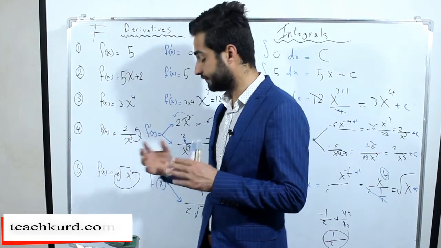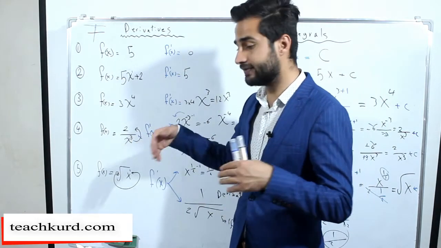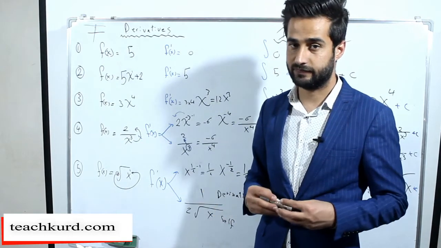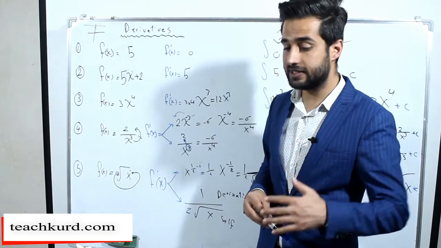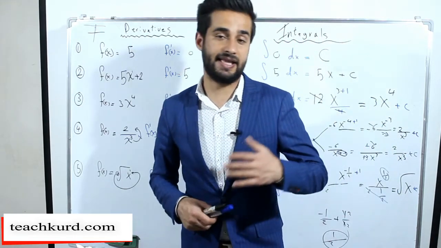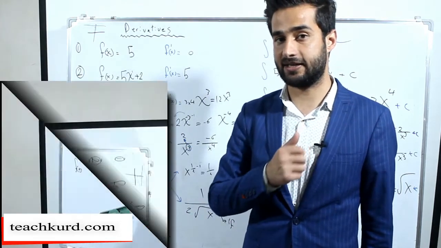Okay, but maybe there is a little complication here. Why? Because instead of plus 1, you have to minus 1. Why? Because the x is in the bottom. That's why. And now let's go to e power of x, ln x, and the others, sine, cosine, and tan.